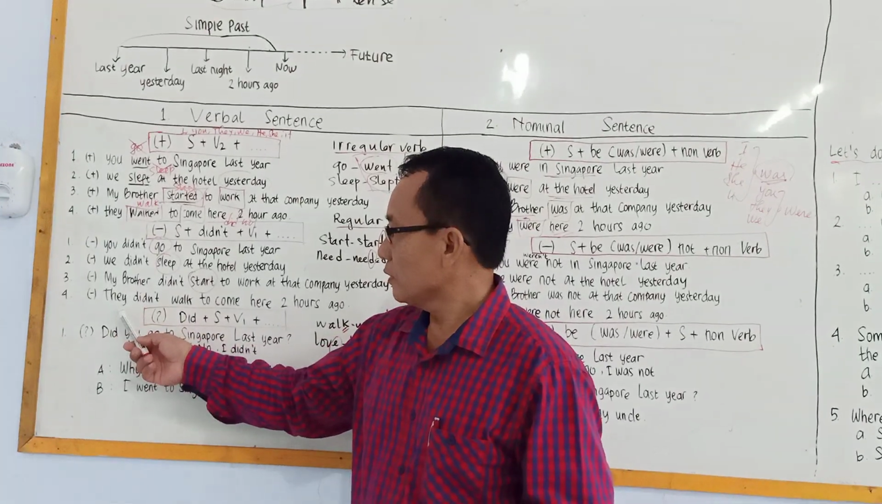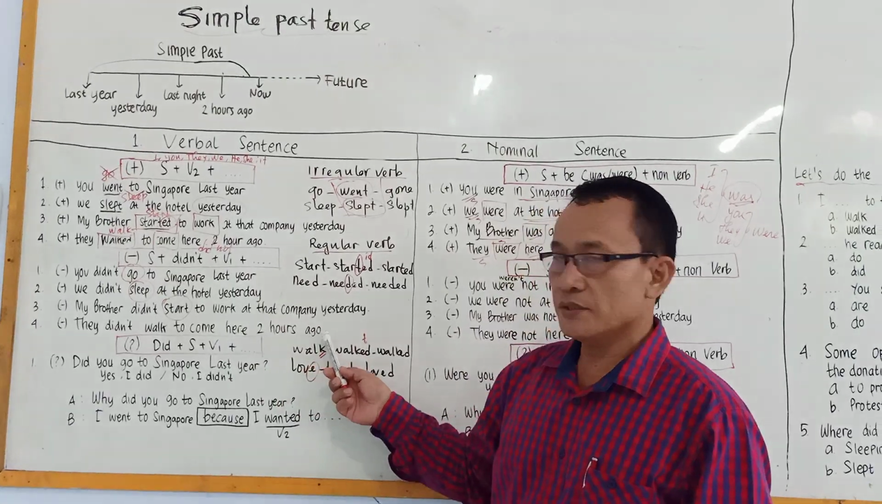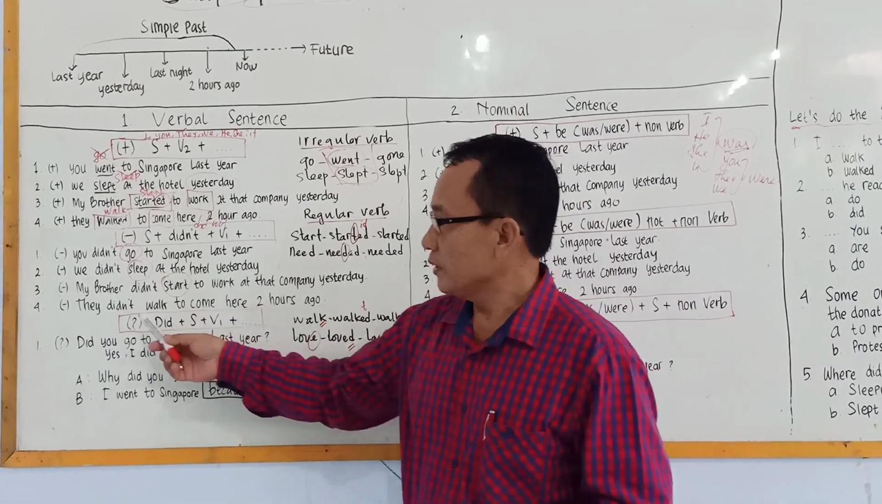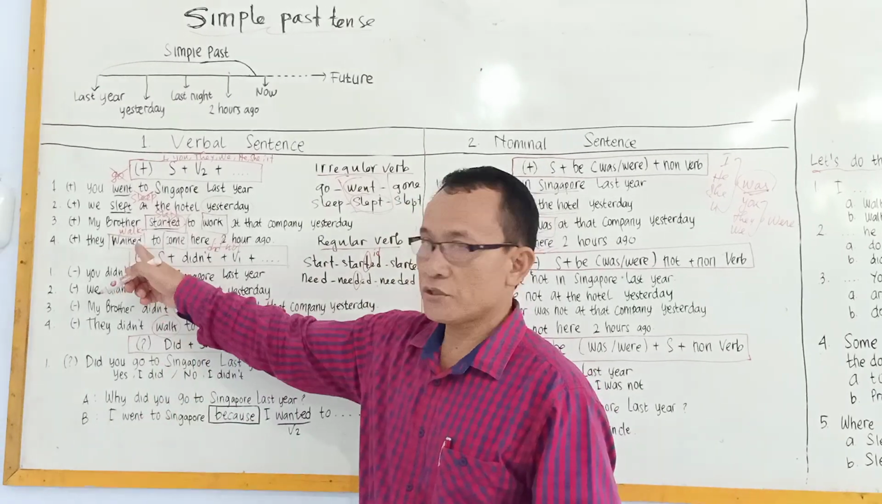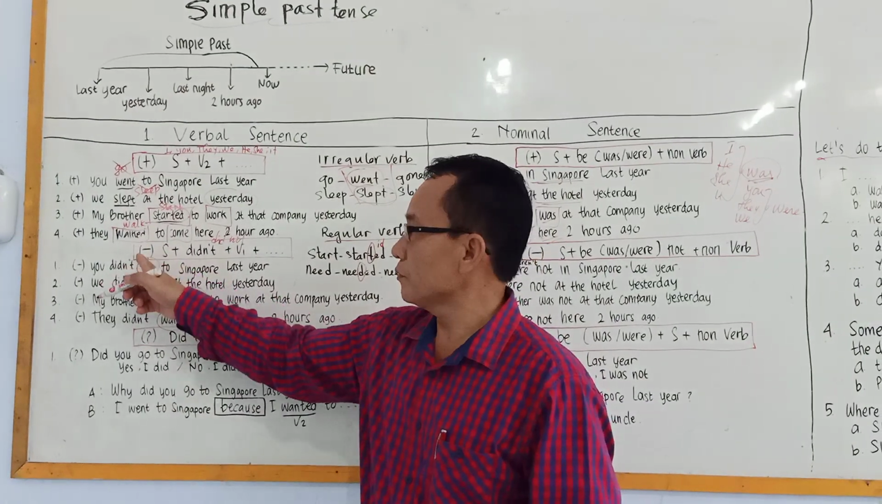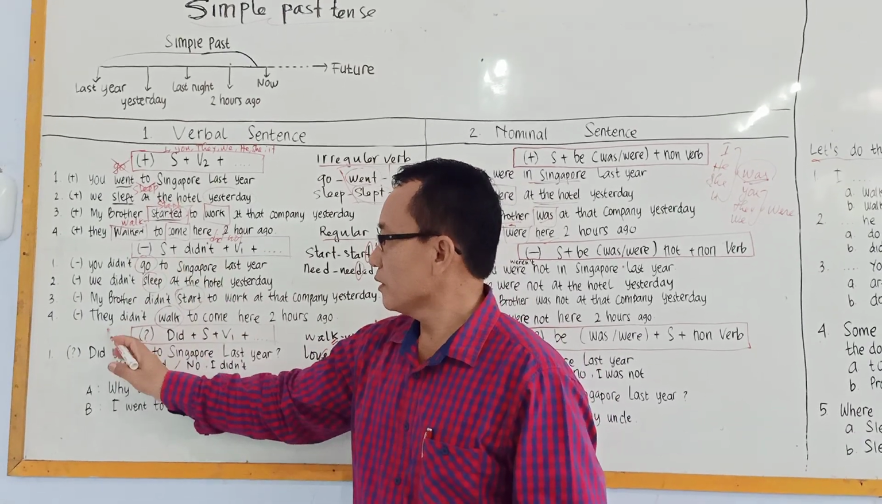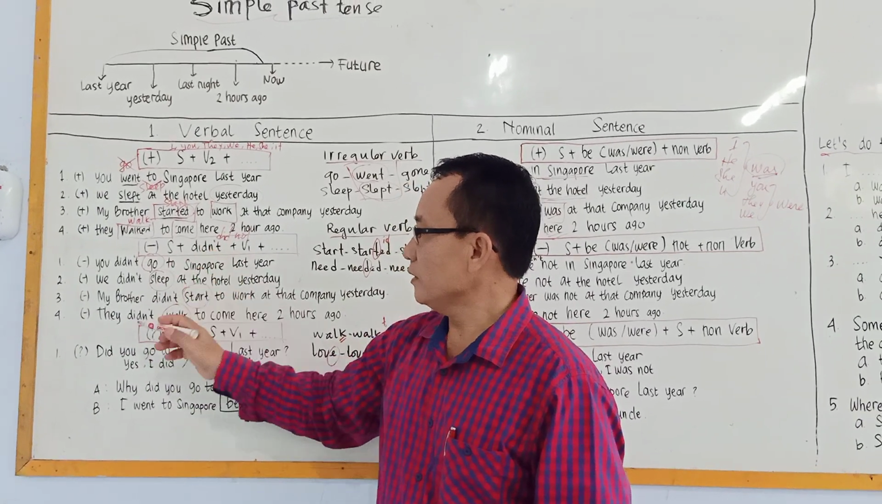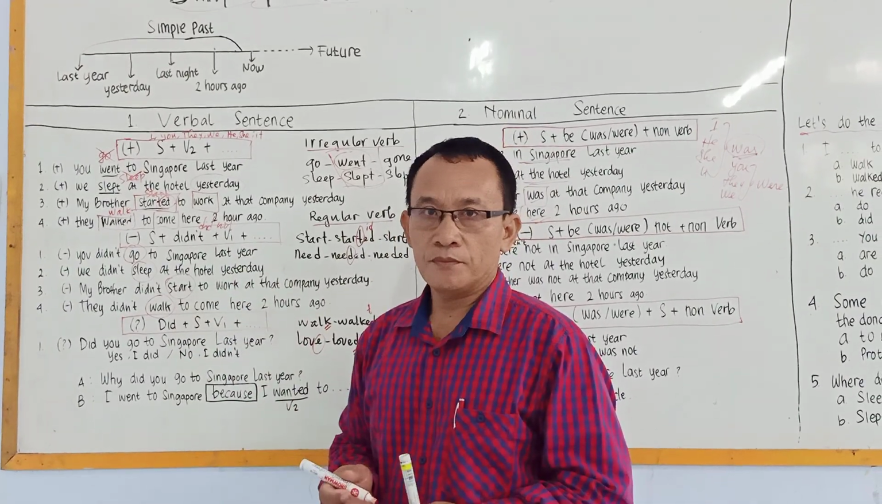Number 4, they didn't walk to come here 2 hours ago. Yeah, didn't walk. Don't make walked. Don't make verb 2. Because the formula is subject they didn't walk. Verb 1 or base form.